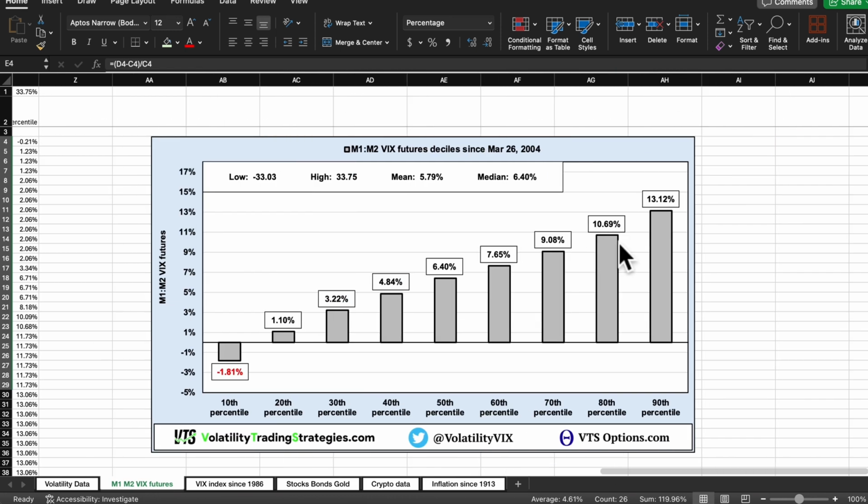So just at a quick glance, you can see the low, the high, the mean, the median, and then any simple percentile. If you're looking to trade some type of strategy, maybe you need the 40th percentile, well, you can see it right there.